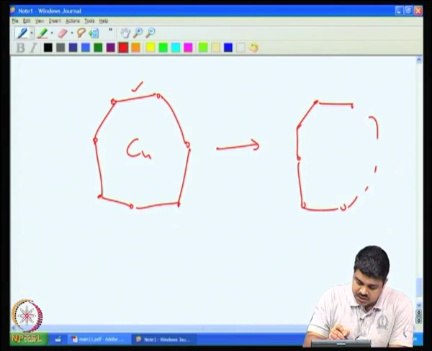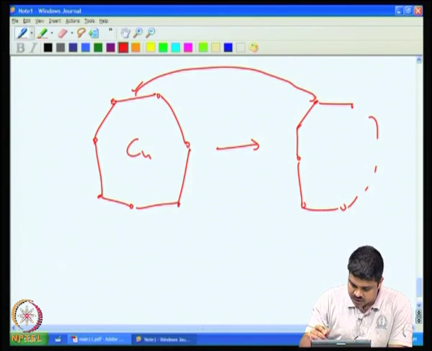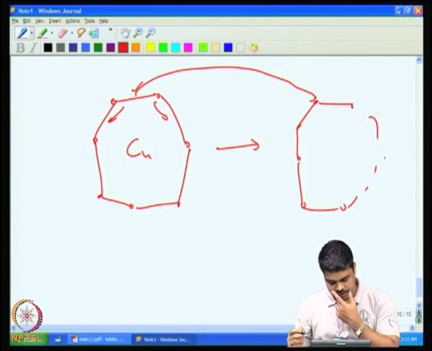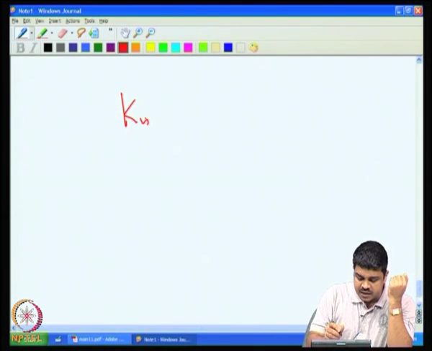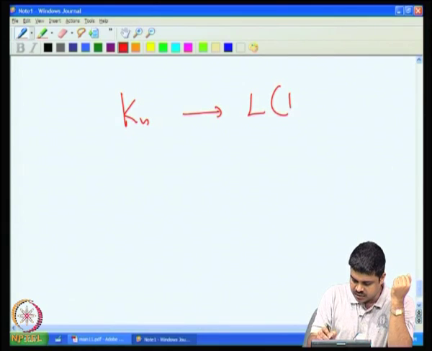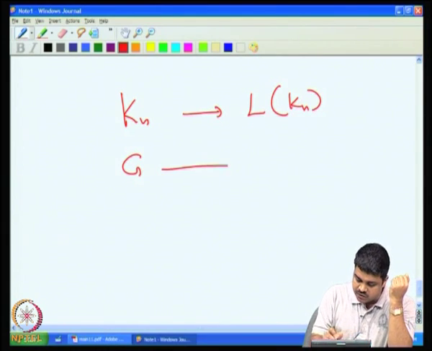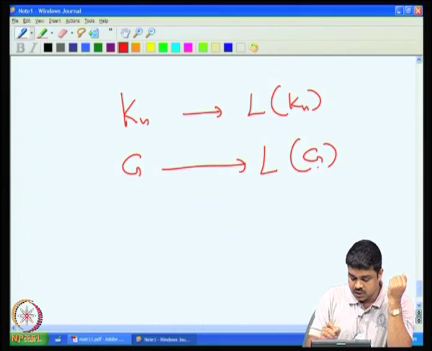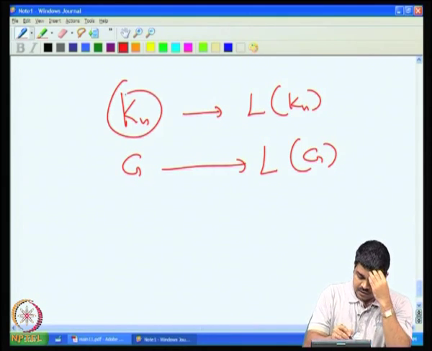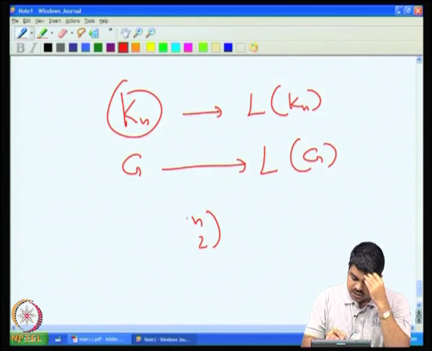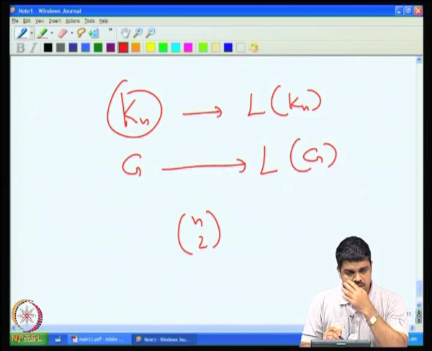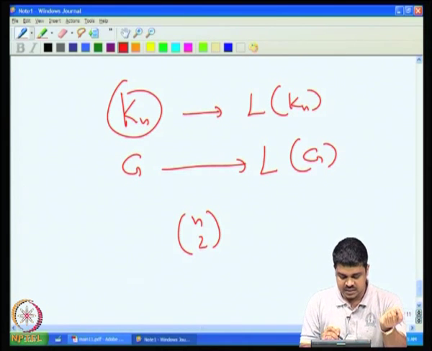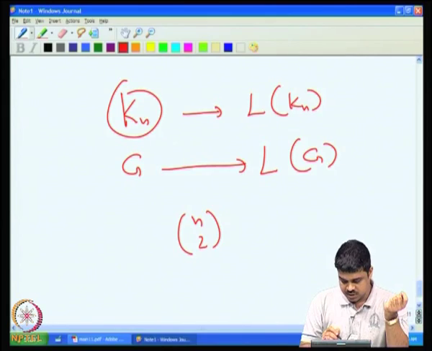Because the edge will become a vertex. That's the only thing. But then the two vertices will be adjacent to this. So, the same cycle will come here. So, for instance, if you consider a complete graph Kn, and we call it the line graph of G. Given a G, we will write the line graph of G. In the line graph of Kn, the number of vertices will be n choose 2, because there are n choose 2 edges in Kn, and then whenever two edges are adjacent, we will have to connect them together.